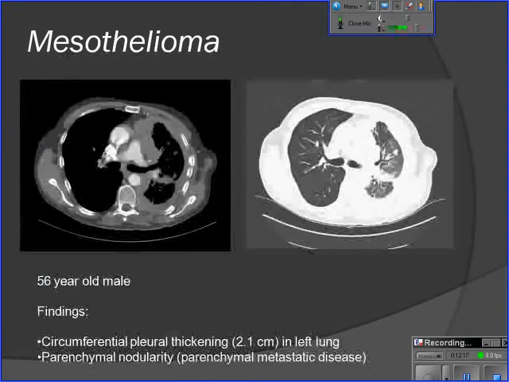So this is an example from our institution of a 56-year-old male, and you can see again it's marked circumferential pleural thickening, it's nodular, it's very thick, in the order of 2 centimeters in some areas. And in this case, the patient also had parenchymal nodularity, and you can see the fissural thickening nicely here as well.